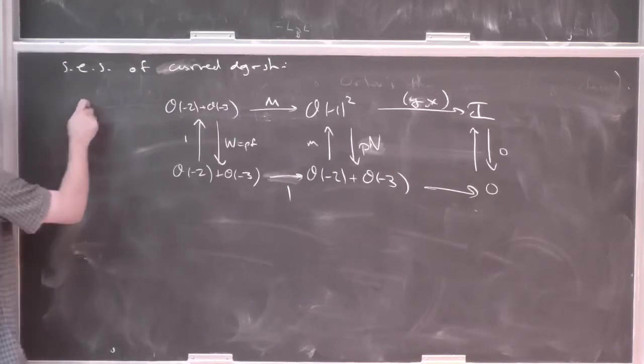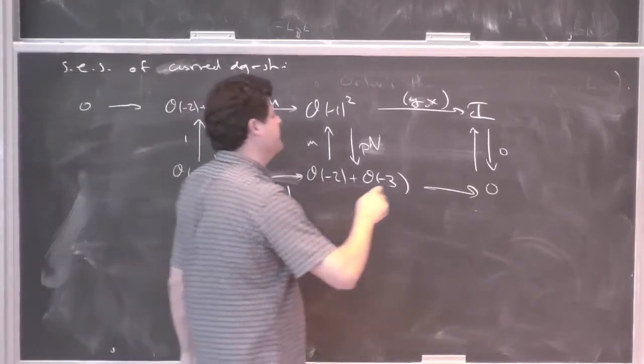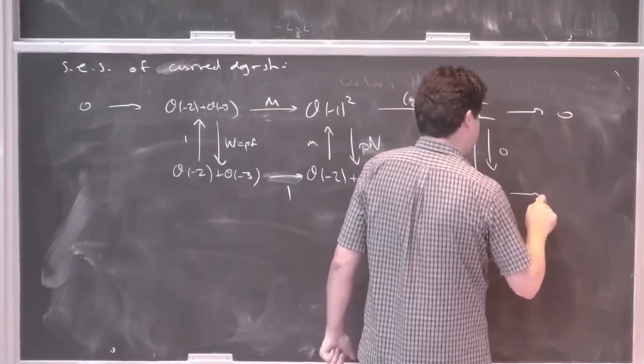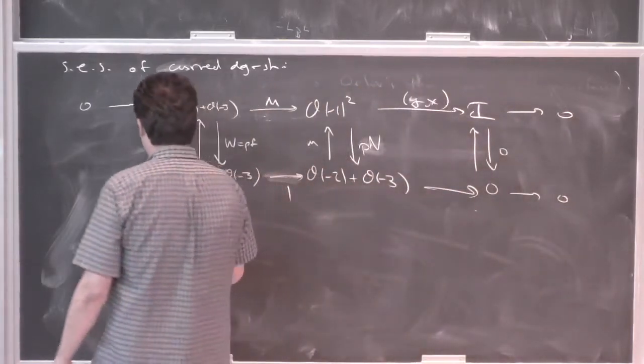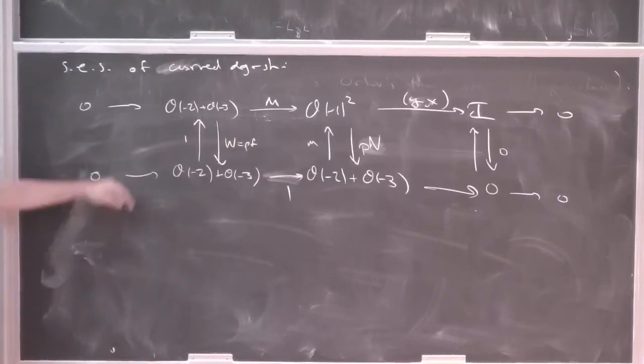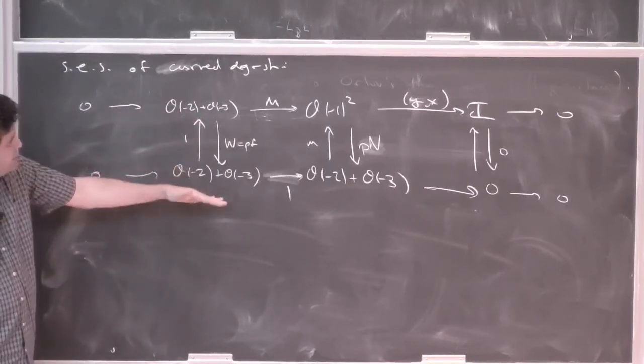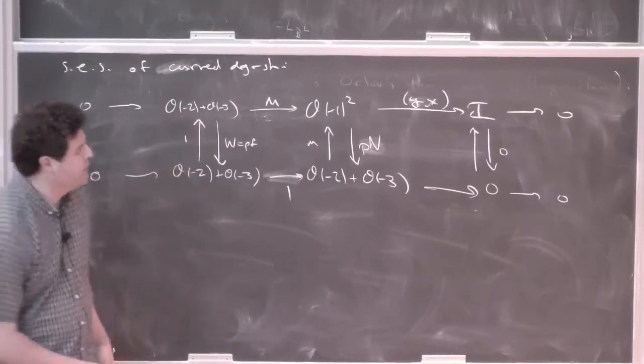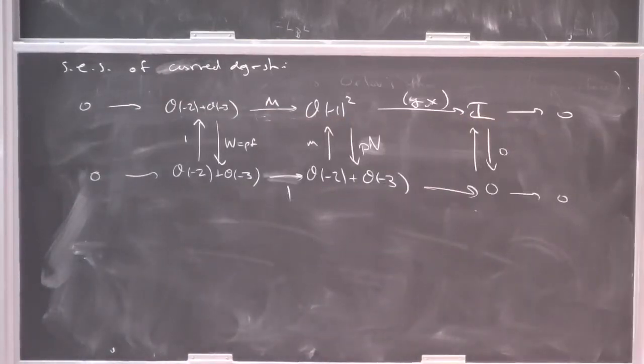Right, so this is a short exact sequence of curved DG sheaves. What I really mean when I write one of these two-term up and down things is this plus this shifted by minus 1, with an off-diagonal endomorphism like that.